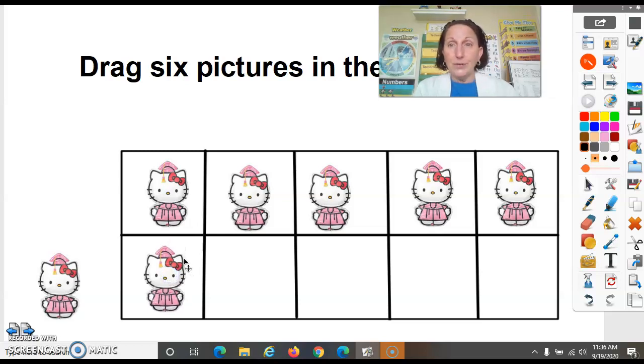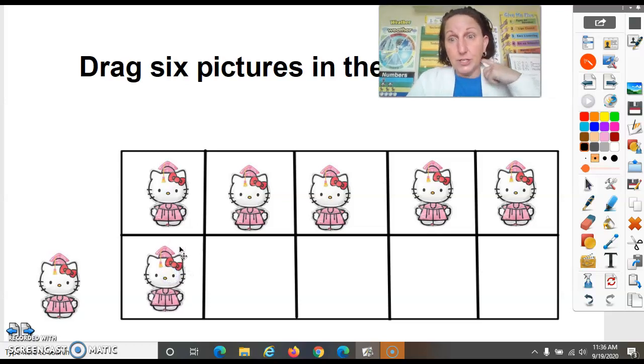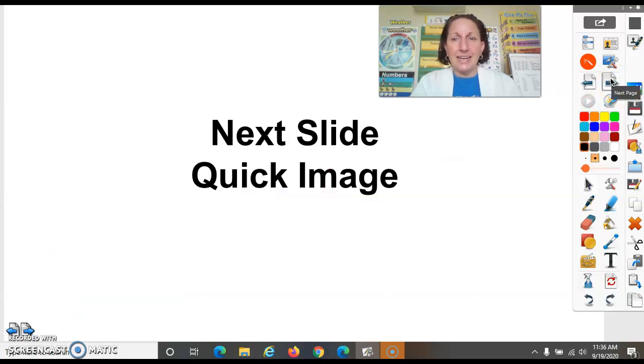So hopefully you guys put me on pause and you are showing 6 on your 10 frame. So here's my 6 right here. 5 on the top and 1 on the bottom row. All right, next slides, quick image.